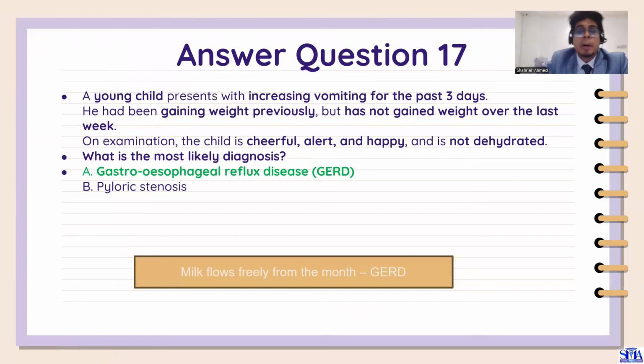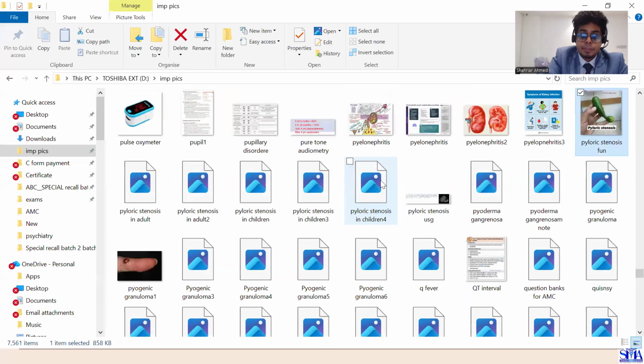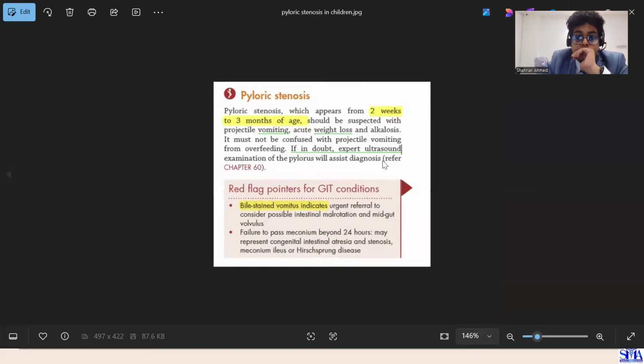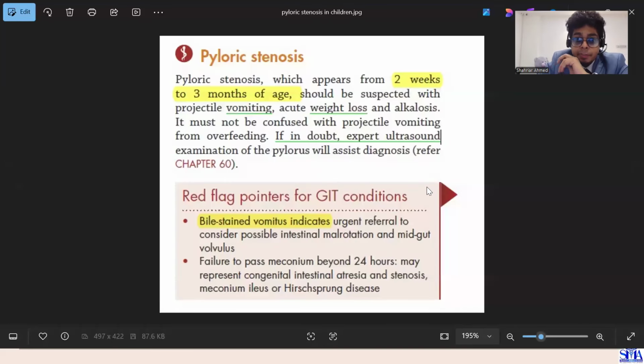Now, why not pyloric stenosis? In case of pyloric stenosis, let me ask you a cross question. After vomiting, feeling lethargic, this is an indicator of what? We learn more in pediatrics. So we will expect a few things: projectile vomiting, acute weight loss.